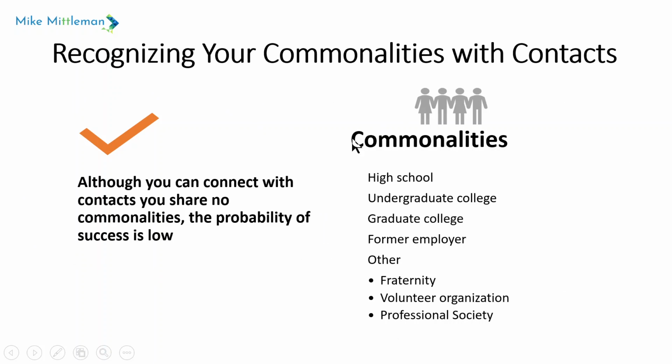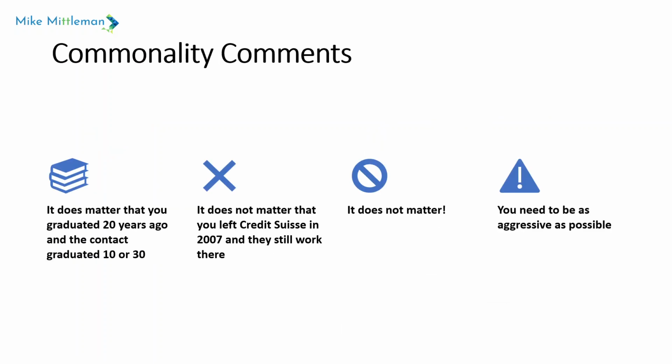So what are commonalities? High school, same college, same graduate school. You work for the same former employer. Or, to the extent that you and others have indicated such on LinkedIn, you belong to the same fraternity or sorority, volunteer organization, professional society. Any kind of link that you have with somebody is a basis for a commonality.